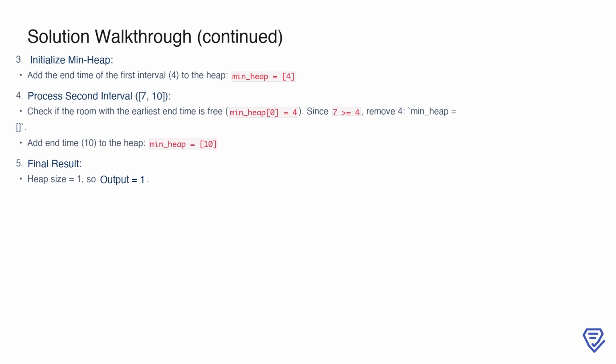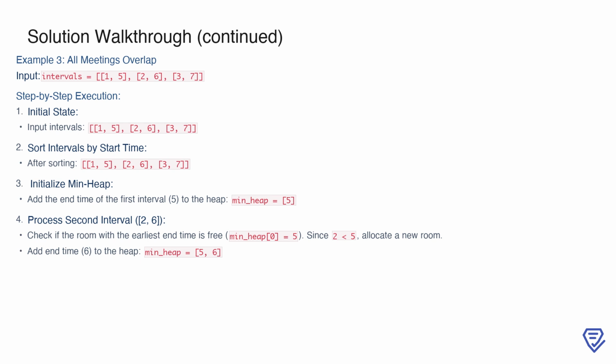Now, let's explore a case where all the meetings overlap. In this example, the input intervals are [1, 5], [2, 6], [3, 7]. First, we initialize the state with these intervals, and then we sort them by start times, which doesn't change their order here. After sorting, we initialize the min heap with the end time of the first interval, which is 5. The heap now contains 5, indicating one ongoing meeting.